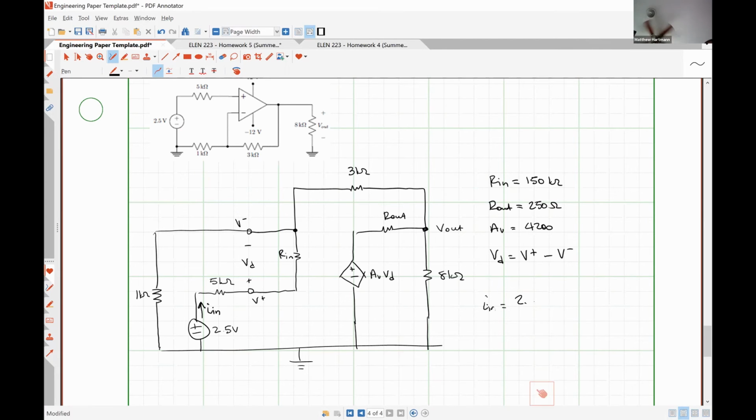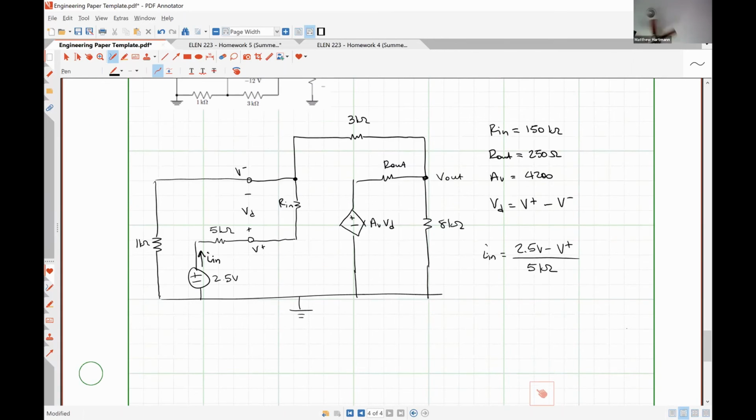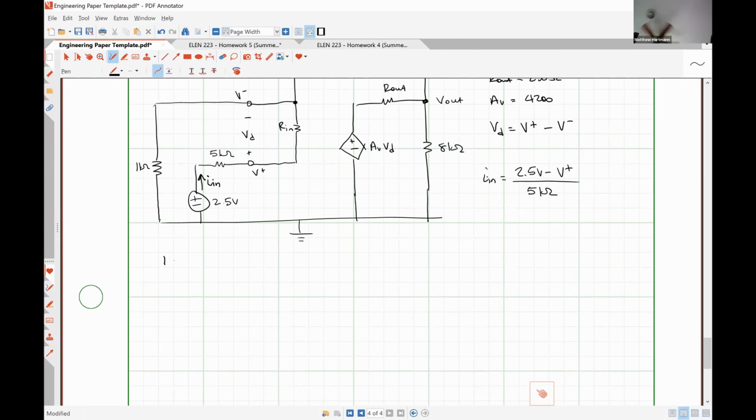2.5 volts minus whatever V plus is, divided by 5 kilo ohms. All right. So to analyze this, we're going to have to do nodal analysis at the non-inverting input terminal, the inverting input terminal, and the output terminal. So KCL at the non-inverting input.